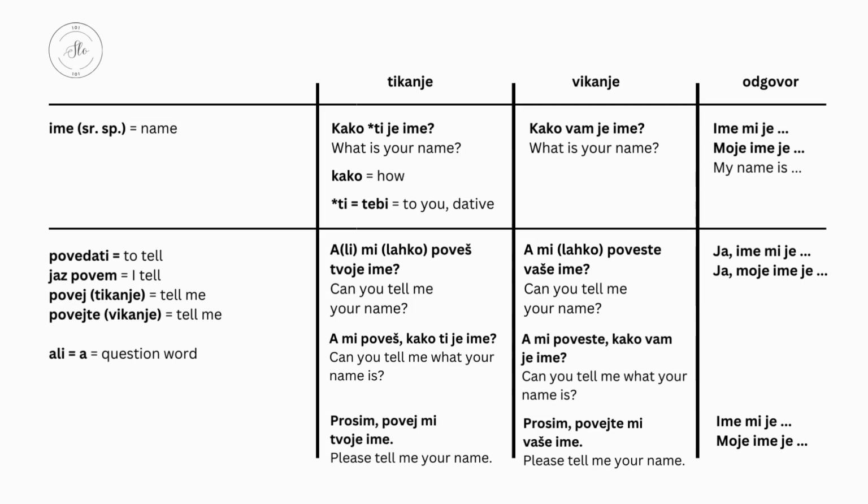Ime. If we use tikanje, we ask kako ti je ime? If we use vikanje, we ask kako vam je ime? And then we can reply ime mi je.